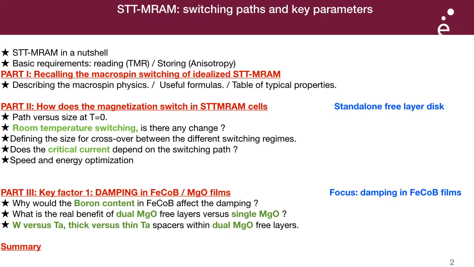I will first describe the role of boron in this material and what is the reason why the boron content impacts in the end the damping of the iron cobalt boron free layer. And then I will discuss the benefit of dual MgO free layer, that is to say, free layers encapsulated by two MgO layers versus the more standard historical single MgO systems. And finally, I will discuss the detailed composition of the free layer and how they impact the damping of this free layer. And of course, at the end, I will summarize my talk.